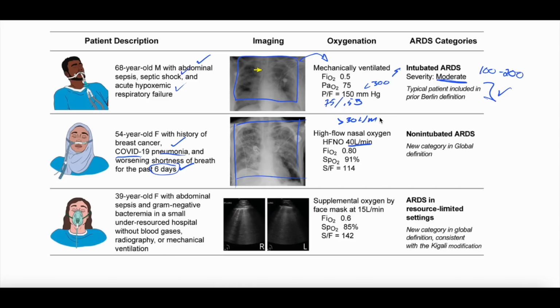And they go, well, we're not going to give you an arterial blood gas. But we do have an SpO2. In the new criteria, you can use the SpO2 to FiO2 ratio. And the S-to-F ratio here, 114, right? 91 divided by 0.8 equals 114. And by the new global definition, this fits the non-intubated ARDS, right?